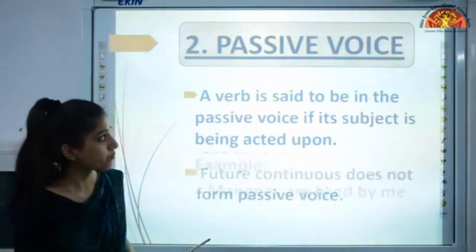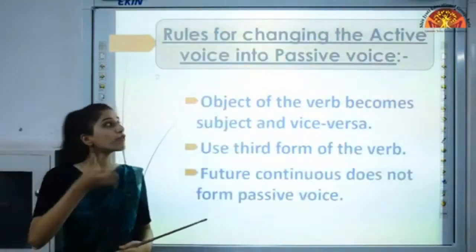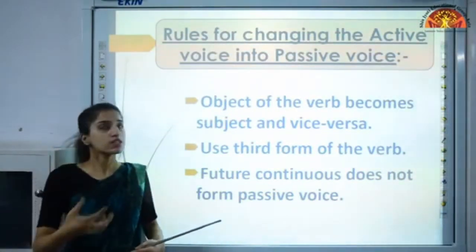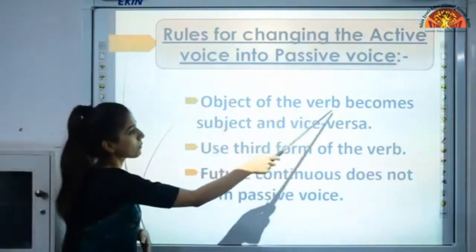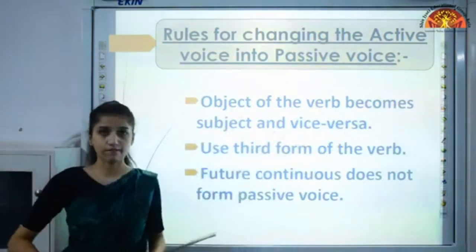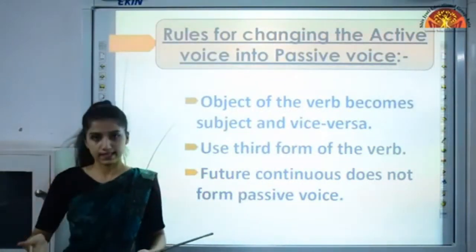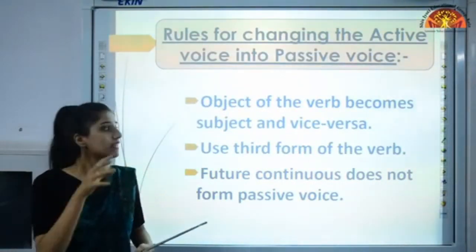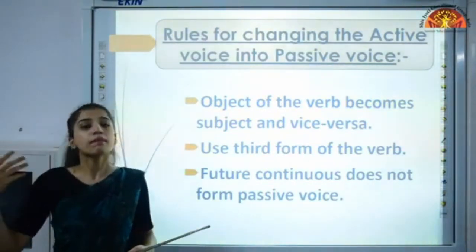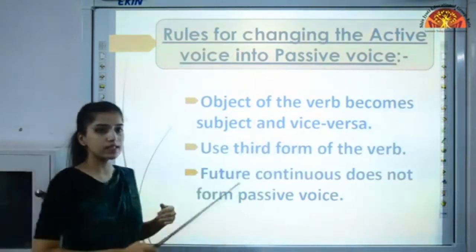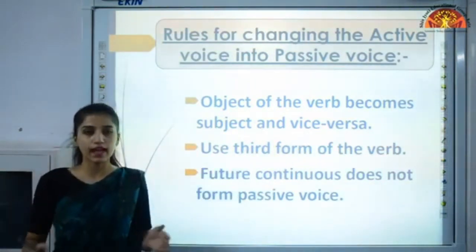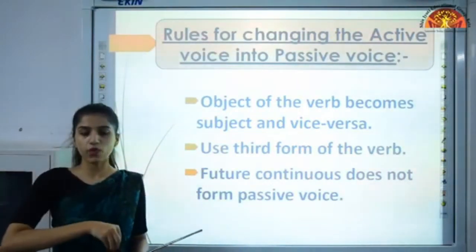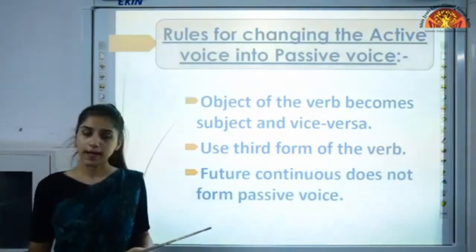So now, there are some rules for changing the active voice into passive voice. What are those rules? The first rule is, the object of the verb becomes the subject and vice versa. When we are converting active into passive, the object of the verb in the sentence converts into the subject of the passive voice. And vice versa, the subject of the verb in the active voice converts into the object of the passive voice.